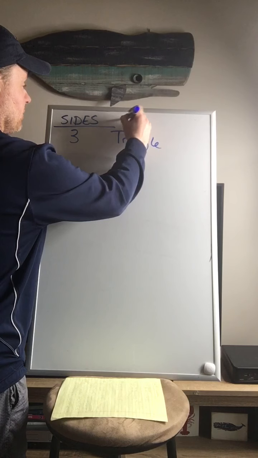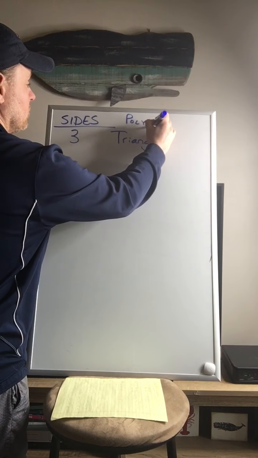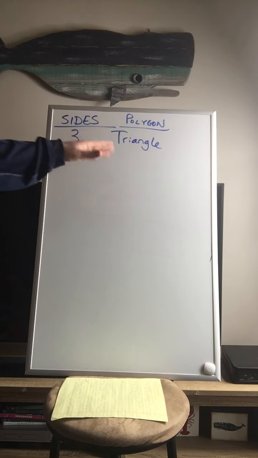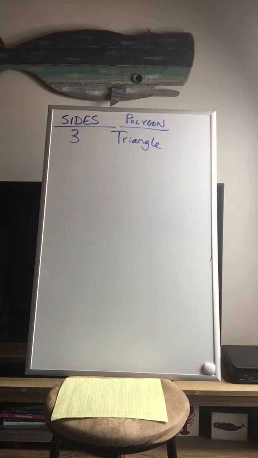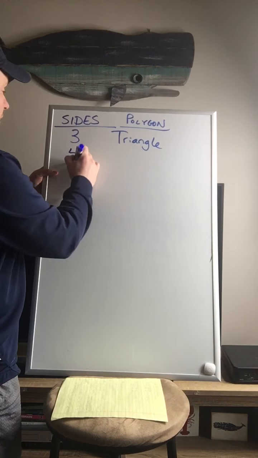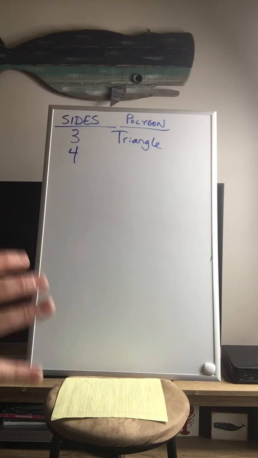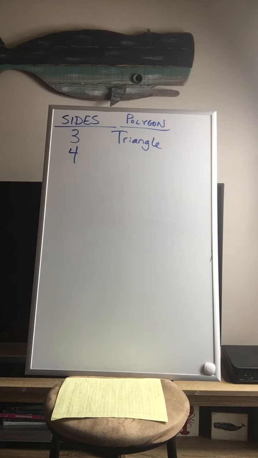And that's a polygon. So polygon is the general term for all of these shapes, right? Triangle is a type of polygon. It's a 3-sided polygon. 4-sided polygon, you might think, oh, square or rectangle. Those are more specific names. Then we'll get into that down the road.